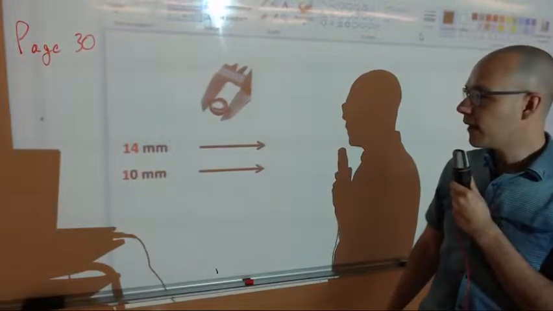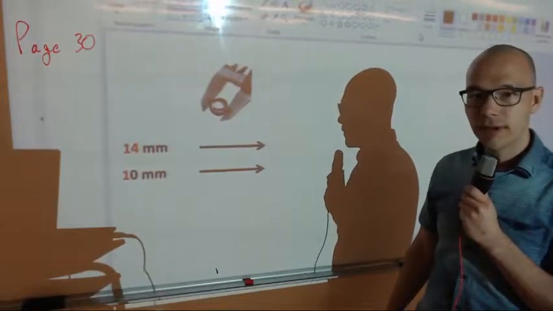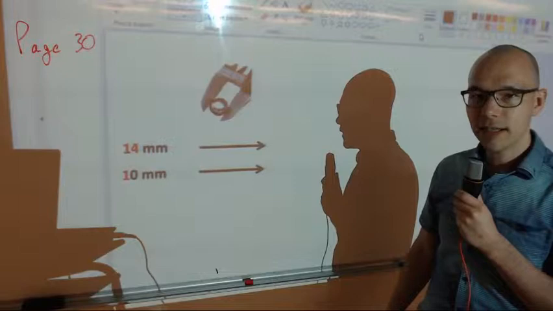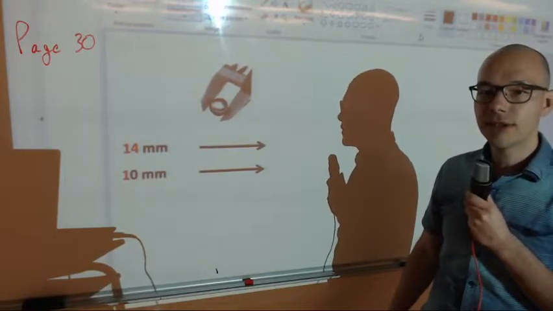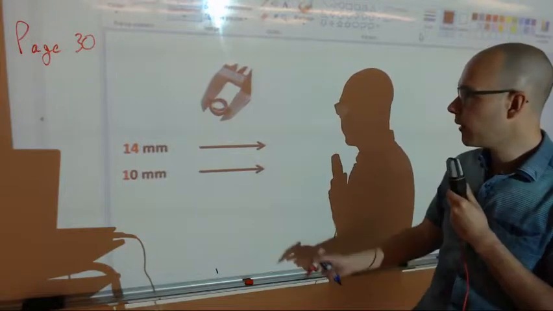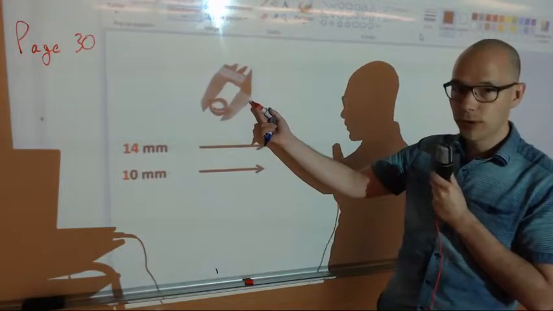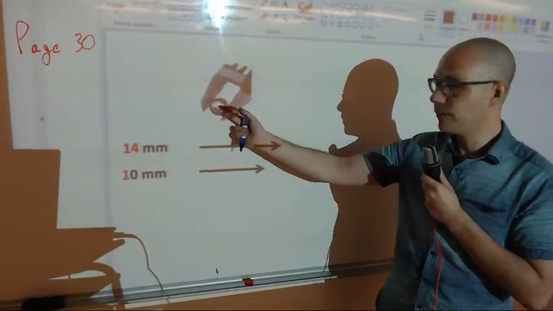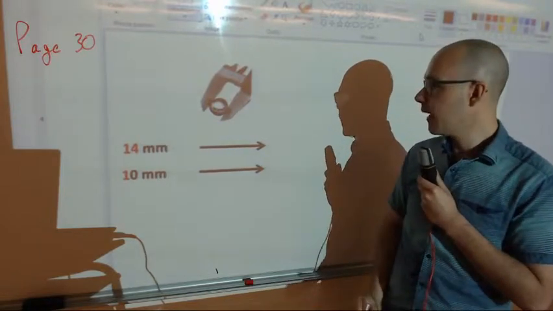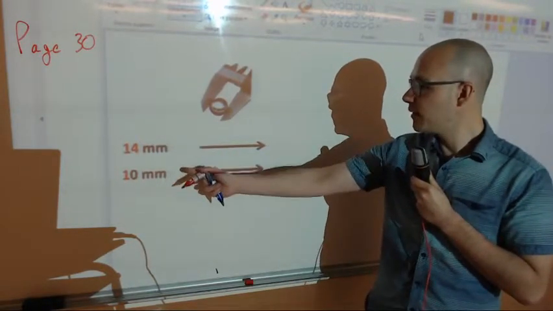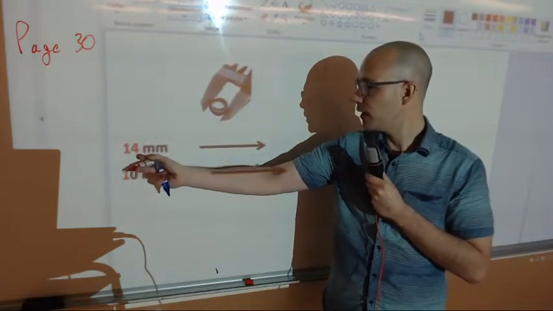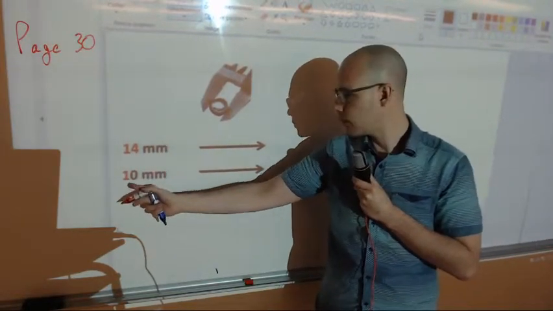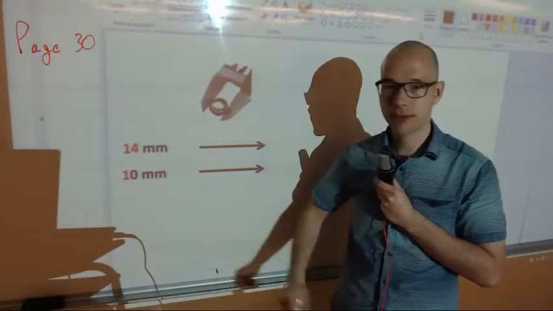to write measurements while respecting the number of significant digits. So I have an example here where we use a tool to measure the diameter of a piece of metal. And we measure two different pieces. The first one we measure 14 millimeters, and the second one we measure 10 millimeters.